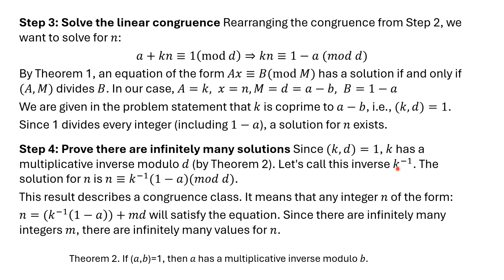Then we can just multiply this times both sides of this equation here, and we have n equals minus k to the minus 1 times 1 minus a mod d. So this describes a congruence class. It's all numbers of the form shown here, plus some integer multiple times d. But there's an infinite number of integers, so we have infinitely many values for n, and thus we have an infinite number of solutions to our problem.